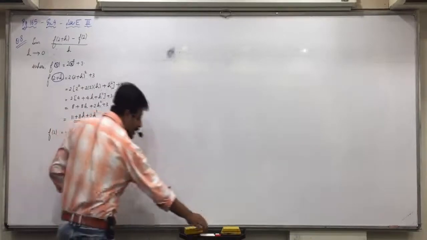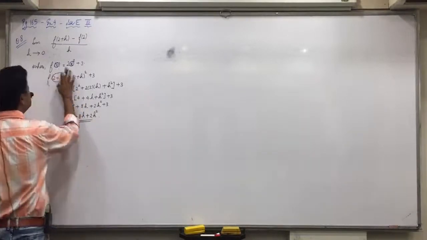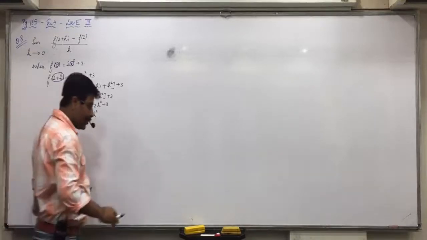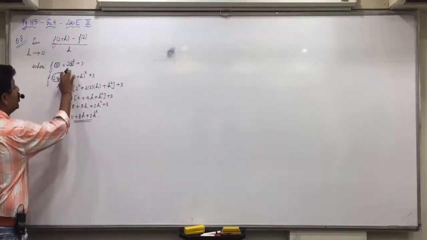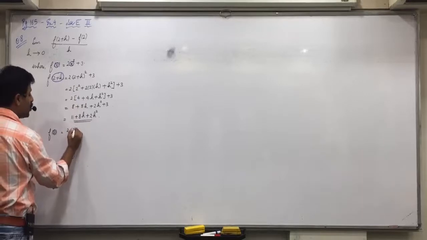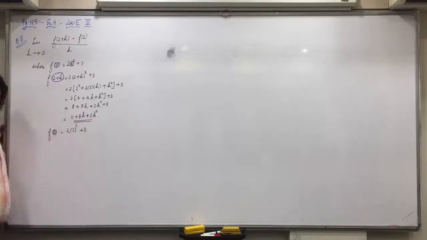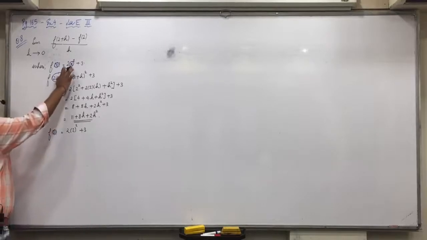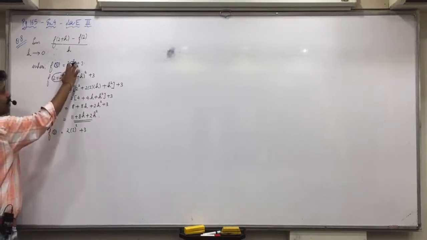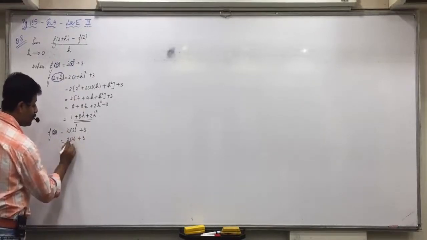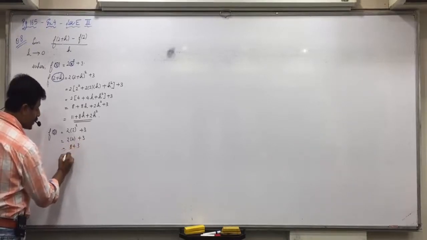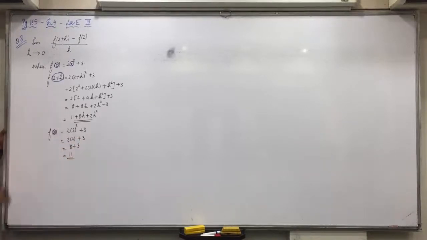Now f(2). Again, wherever there is x, now we have to put 2. So if in place of x you put 2, you will get 2 square plus 3. 2 square is 4. 2 into 4 is 8. And 8 plus 3 is 11. So all are clear with f(2 plus h) and f(2)? Yeah. Now we can put the value in the limits and simplify it.